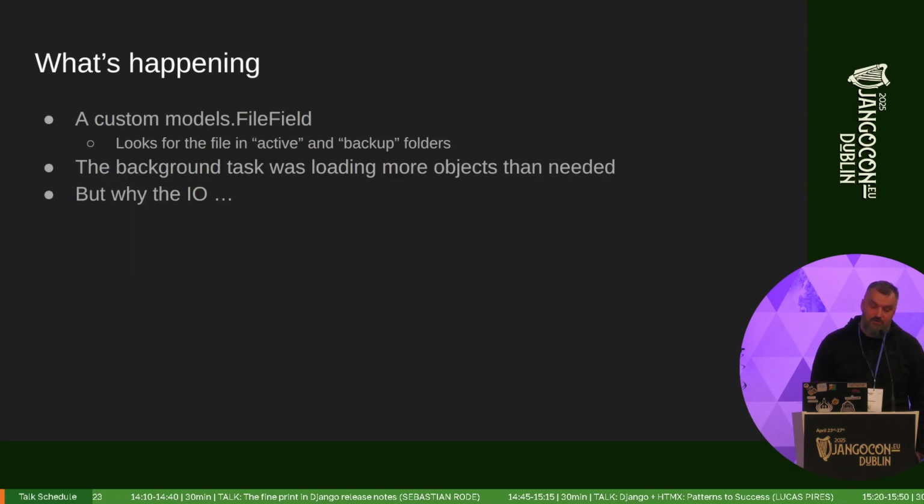The root cause was that we had this custom file field with some extensions that it was looking for a file in several folders, kind of in the active folder and backup folder. And by accident, the background task was simply loading more objects than needed, and therefore it caused more file checks. However, it shouldn't be that bad. So the question is why the I/O load was so high, because we are just checking if the file exists and what its size is.